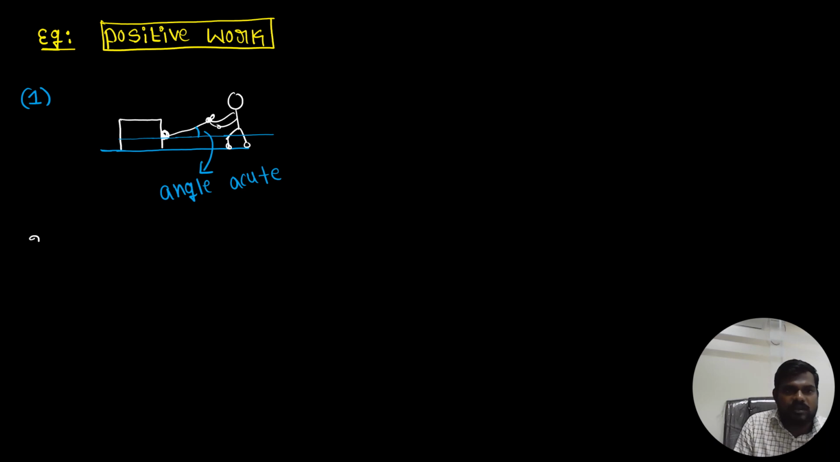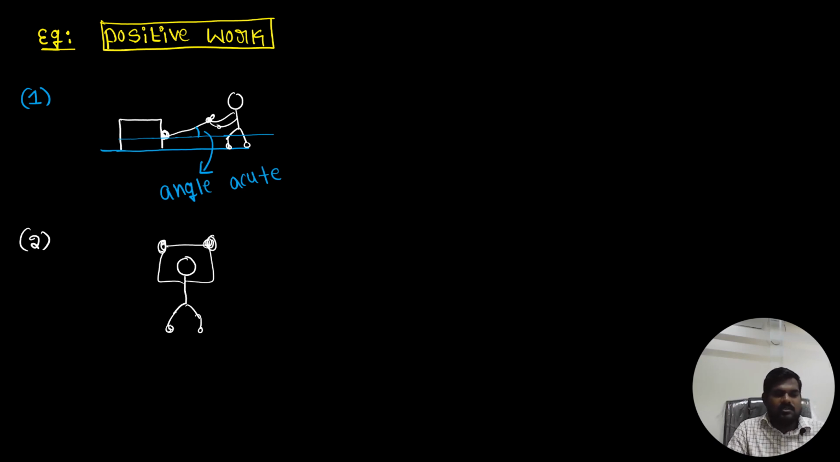Next, the second example we can see in this case. One person is there, maybe doing exercise, and he is holding one instrument. Initially in this case the person lifts a body. The lifting force is upward. This is the lifting force.